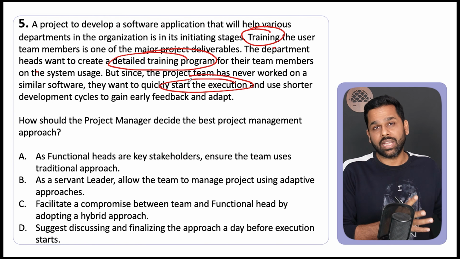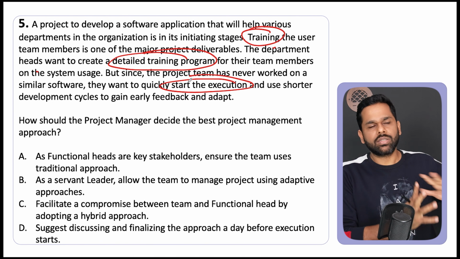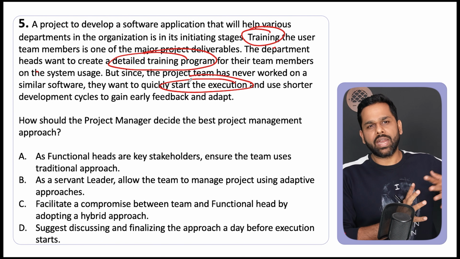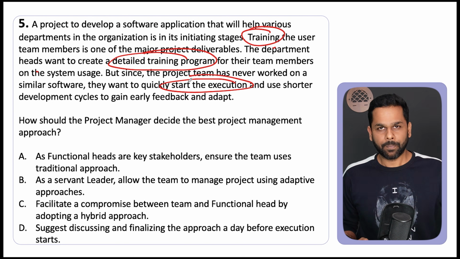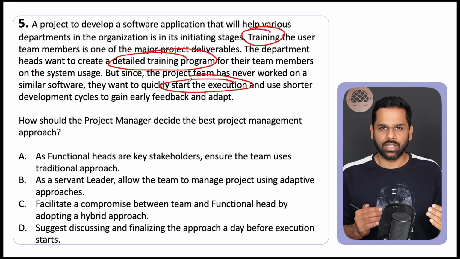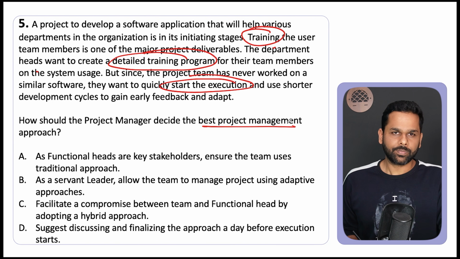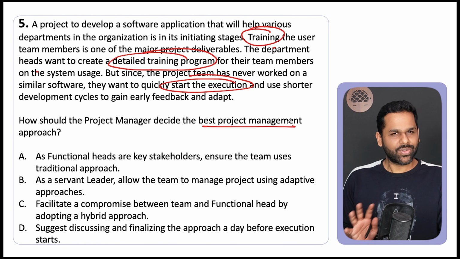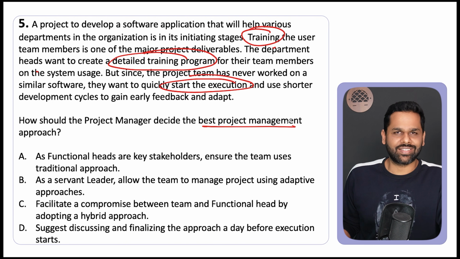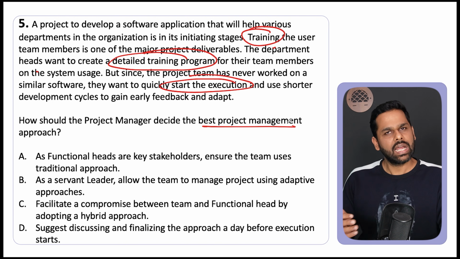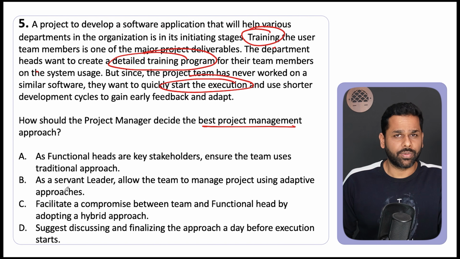While the functional head is saying, no, if you are training my team members, train them properly, plan everything in detail, and then do the training. Right? So that's what the conflict is. So how should the project manager decide the best project management approach? Very similar questions, because of course this is the same task that we are talking about. So questions will also be similar. Let's see how we solve these types of questions.